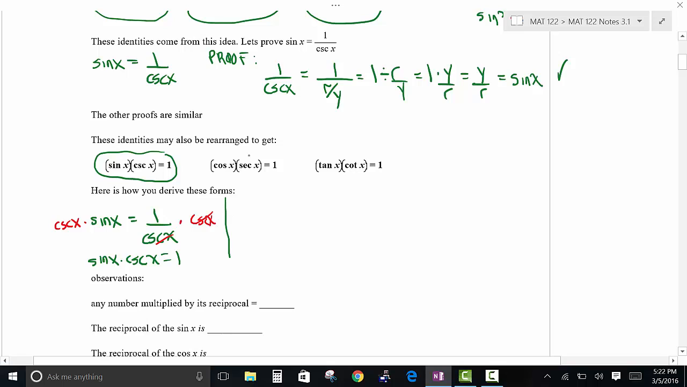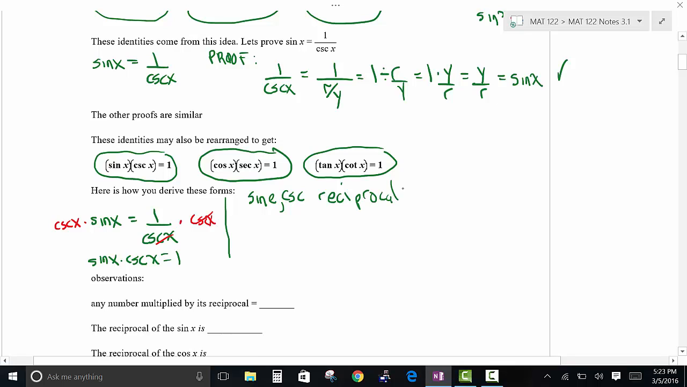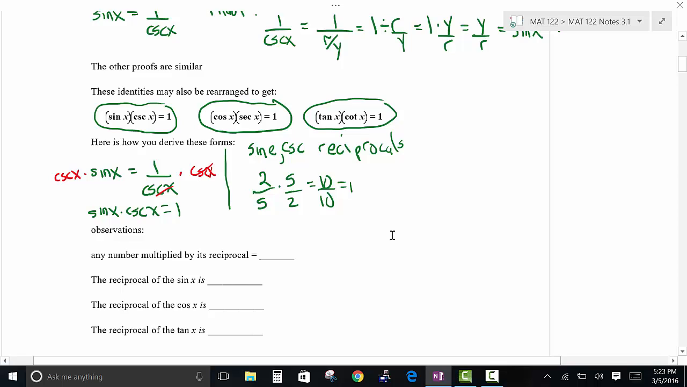By the same argument, all these things can be derived the same way. And the way I look at this is like this. We know that the sine and the cosecant are reciprocals of each other. We know that by definition. So what happens if you multiply a number like 2/5 by its reciprocal? Well, you always get 1. So really think of these as multiplying a number by its reciprocal, so you're always going to get 1 when you do that. Those are very simple things to remember.